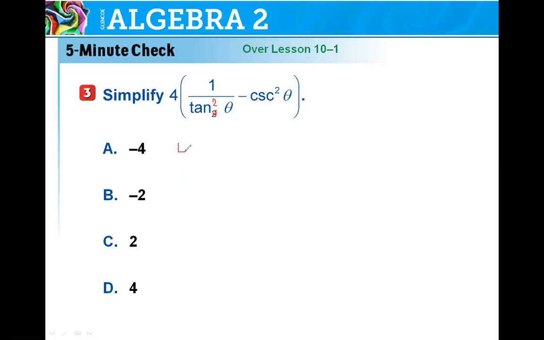First, I write 4 as it is outside. And if you see cosec, sec, tan, cotan, change them into sine and cosine. First, you have 1 over tan, it means cotan. So the first step, I write here cotan instead of 1 over tan, cotan square theta minus cosec square theta.